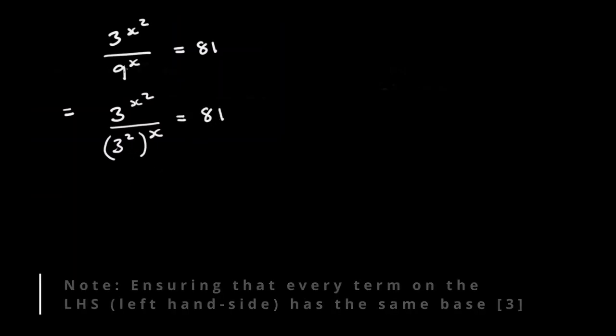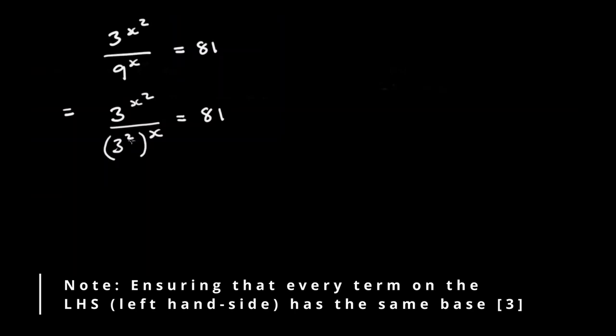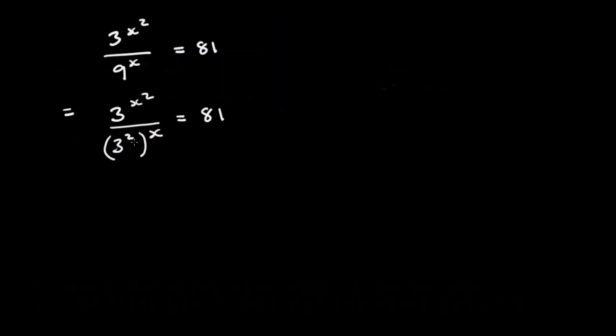What have we done? We replaced 9 with 3 squared, since 3 squared, which is equal to 3 times 3, gives us 9. So having done this, we should know this law of indices, which states that if we have a raised to the power x, but being raised to the power n, this means that the powers are going to multiply: a to the power x times n, which eventually gives us a to the power xn.